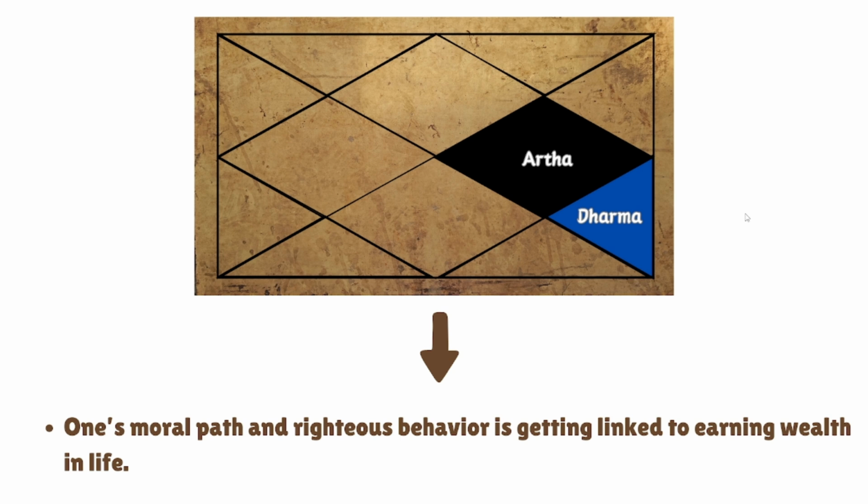So when this Artha Trikon and Dharma Trikon get linked to each other, your moral path, your righteousness, is getting linked to earning wealth in life. As long as you follow a moral path of earning wealth, as long as you are being righteous, not hurting anyone else to gain from people, this is going to work well. But as soon as you follow an immoral path or try to trick others, do all these kinds of things, then this placement might turn negative.